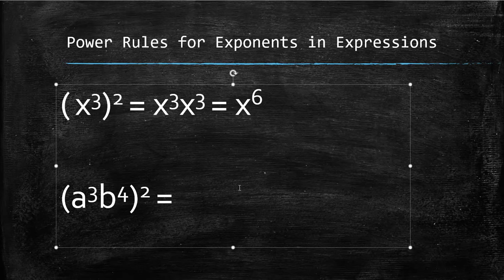All right, and I want you to try this one now. We're going to have a to the 3rd and b to the 4th. But it's squared, which means I'm going to have another a to the 3rd and another b to the 4th. What do you think that's going to give you as your answer? So if I have 2 of those a to the 3rds and 2 of those b to the 4ths, I'm going to have a to the 6th and b to the 8th power.